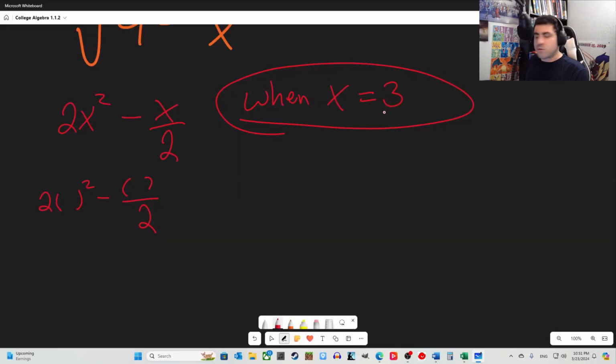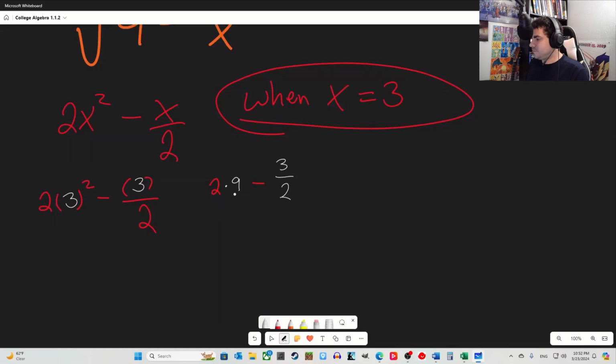So x equals 3. Let's plug in our 3's. We got 3 right here, and we got 3 right here. Let's use a different marker. So 2 times, what is 3 squared? That means 3 times 3, which is 9. So we got times 9 minus, what is 3 divided by 2? 1.5, right? We can keep it like this, 3 divided by 2. So let's go ahead and write 3 divided by 2.